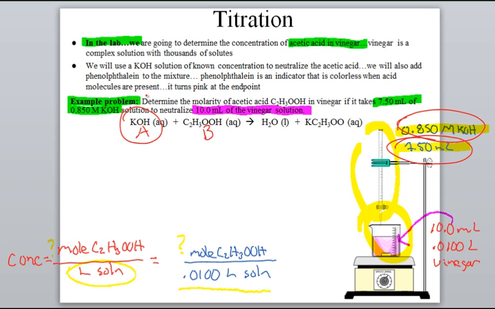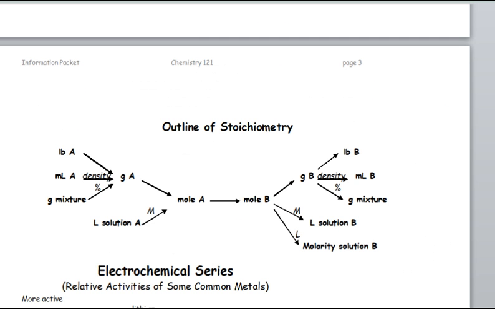Using the chemical reaction, we can figure out how many moles of acetic acid were neutralized. For every 1 mole of potassium hydroxide that was added, it neutralized 1 mole of acetic acid. So concentration times volume will give us the moles of KOH added. The mole to mole ratio will give us how many moles of acetic acid were neutralized. That's how many moles were in the 10 milliliters. Note, this titration stoichiometry outline is in your information packet. We've used this outline before. This one's a little different.